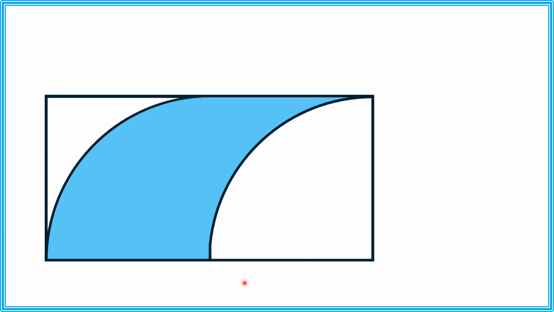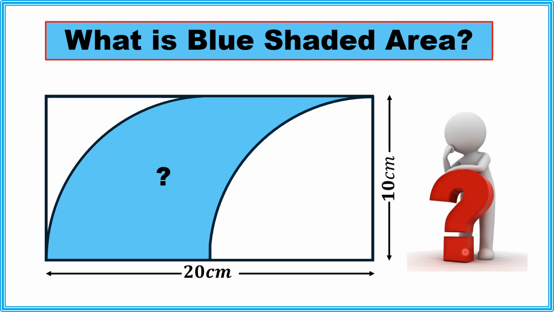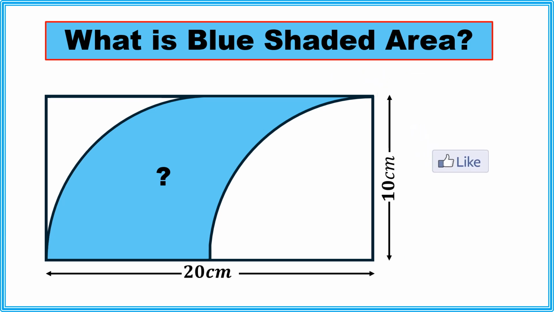Hello everyone, in this video a rectangle is given in which some portion is shaded blue. Let the length of this rectangle be 20 centimeters and the width be 10 centimeters. Then with this limited data we have to find the area of this blue shaded region. Let me move towards the solution.